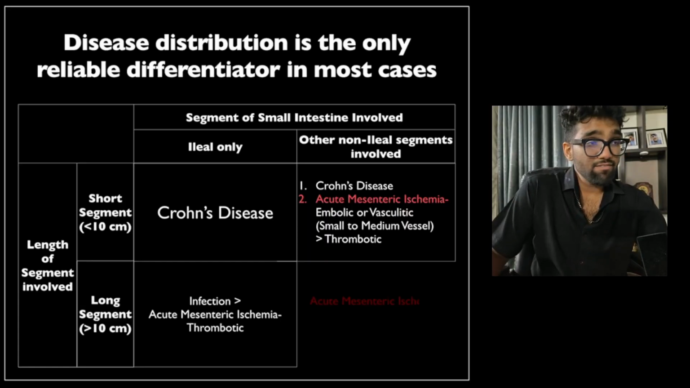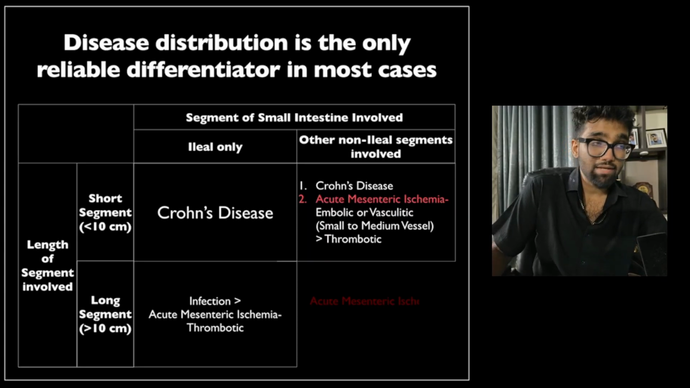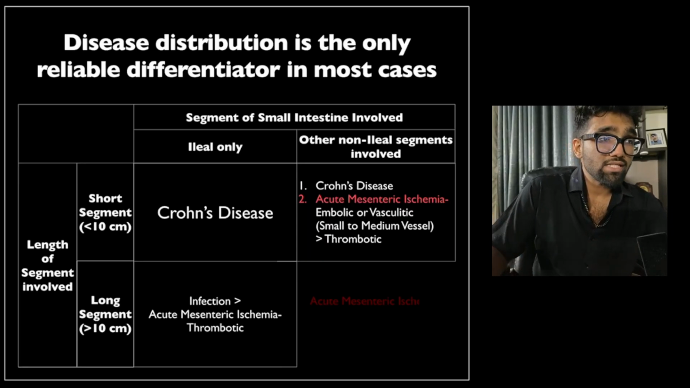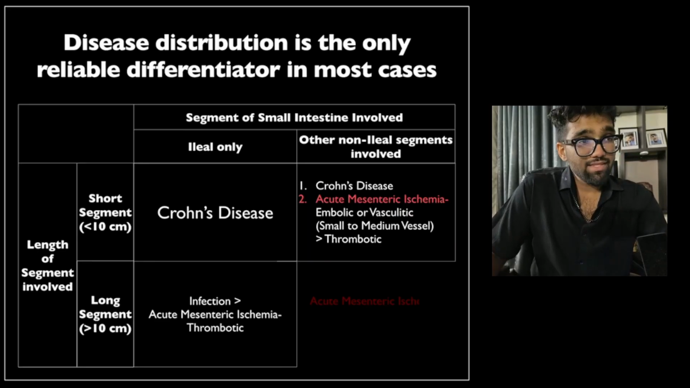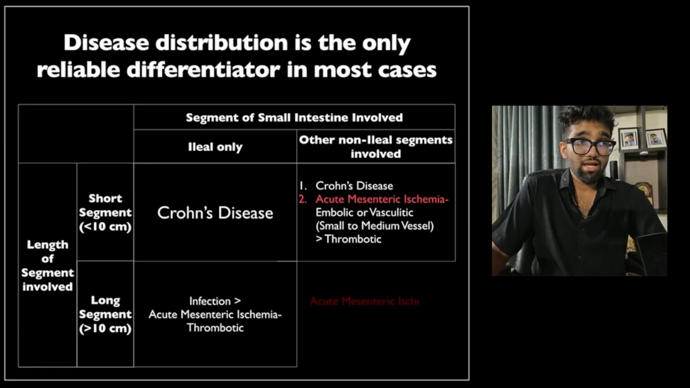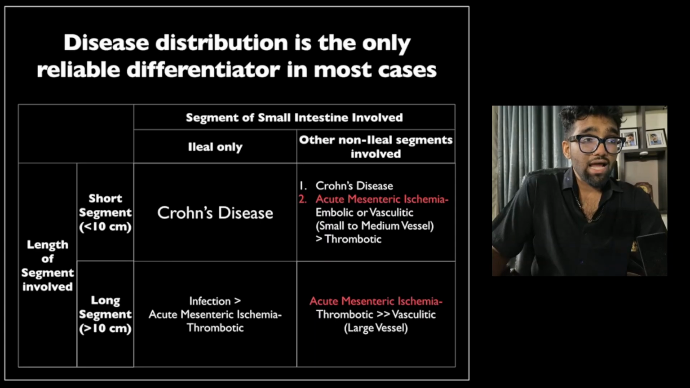Now, finally, we have involvement of the jejunum and/or ileum, or non-ileal parts of the gastrointestinal tract, by a long segment involvement. That is, more than 10 centimeters of contiguous bowel is thickened. So in that situation, acute mesenteric ischemia becomes a major consideration. Acute mesenteric ischemia in this situation would be more likely to be thrombotic than vasculitic, but vasculitic would be a possibility, and specifically we would be considering large vessel vasculitis.